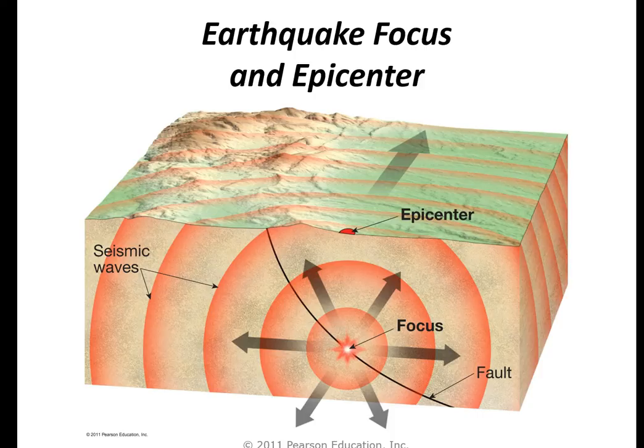So the epicenter is the location on the surface directly above where the earthquake took place. The focus is the actual location of the center of the earthquake, usually a number of miles deep into the earth. And then the seismic waves go out in all directions away from that.